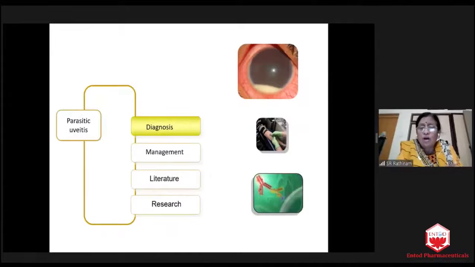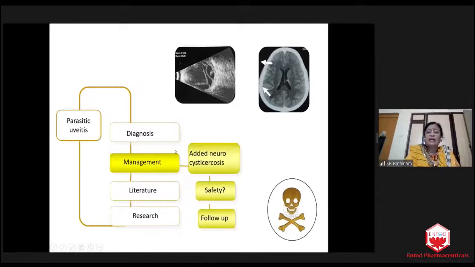So now I'm going to talk about some of the problems in parasitic uveitis. As I told you, diagnosis is a problem. Not every time cysticercosis will be having a beautiful cyst with the scolex. It may present like a very rare presentation, and the serology will not help us. And if we think of management, with neurocysticercosis, as I told you, when you start only albendazole, patients may have cerebral edema, which is not safe for the patient. So we have to work with the neurologist and the neuroimaging. If there is no neurocysticercosis, then we can treat with albendazole.